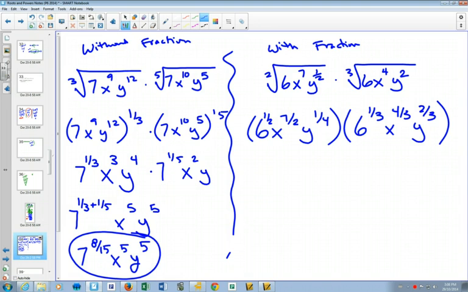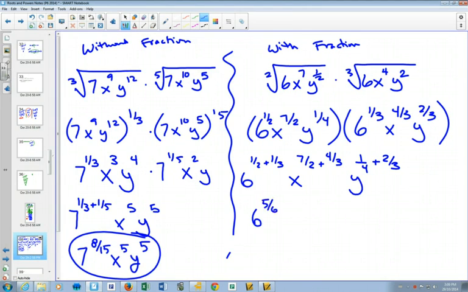So now you would have, these ones are the same, so you'd have one half plus one third. The x's you'd have 7/2 plus 4/3. And the y's you'd have 1/4 plus 2/3. Get a common denominator and add them up. Did you get 5/6? Yeah. X, did you get times 3, 21, and 8, 29 over 6. Y, you're going to have to make this over 12. 3 and 8, 11 over 12.